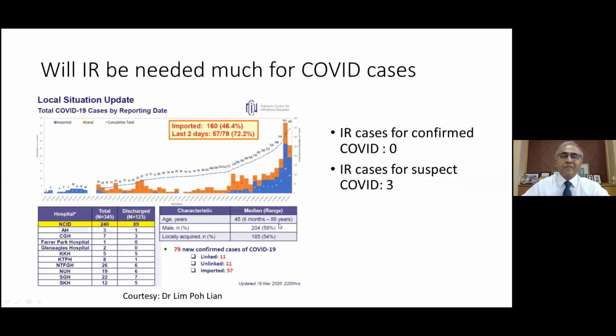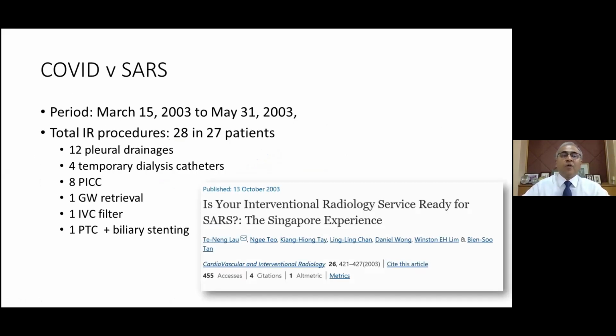So will IR be needed much for COVID cases? Well, what we can see here is that the COVID cases are climbing pretty steadily. In fact, now there's been a sudden surge in cases. NCID has been managing the bulk of these cases, but we've only done about 3 of these cases, and all of them have been suspect cases. None of the confirmed cases so far have we been called for.